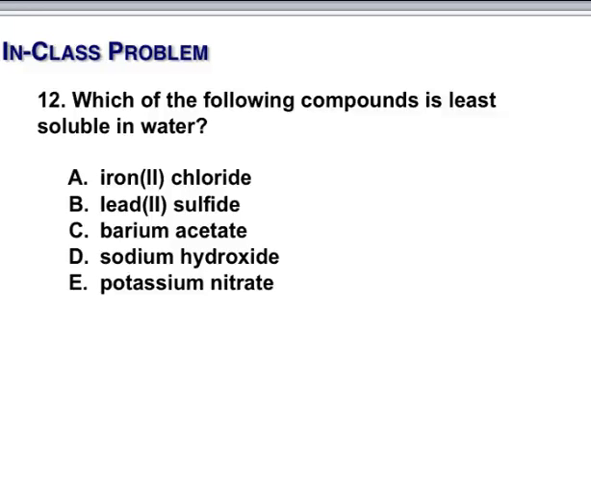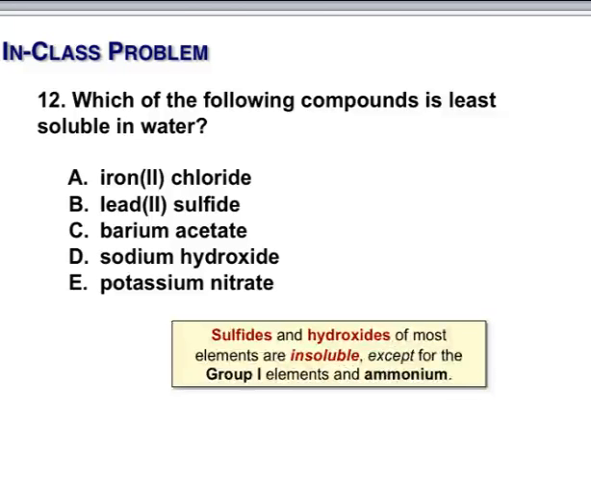Most halides are soluble, right? Except for silver, lead, mercury, and copper. This is not one of those. Therefore, the one that is not soluble is going to be lead sulfide. Remember, sulfide tries to be just like oxide. The oxides will be insoluble, so will the sulfides.